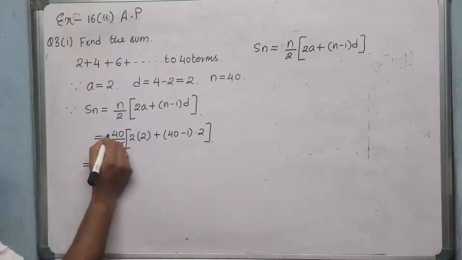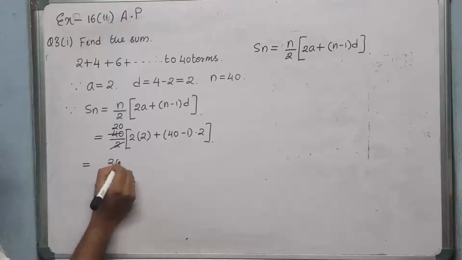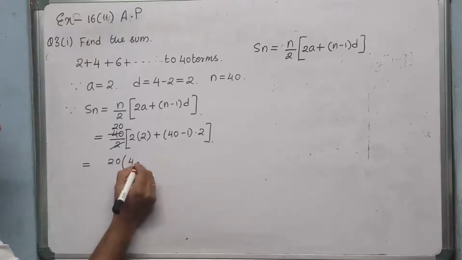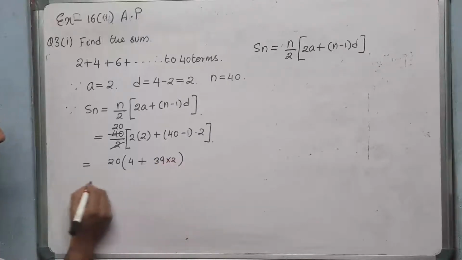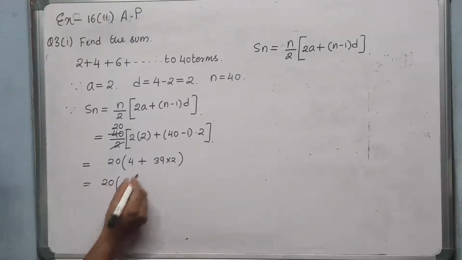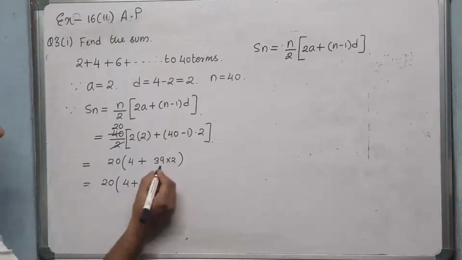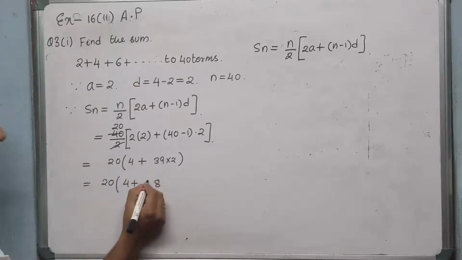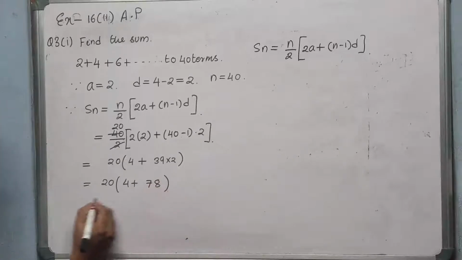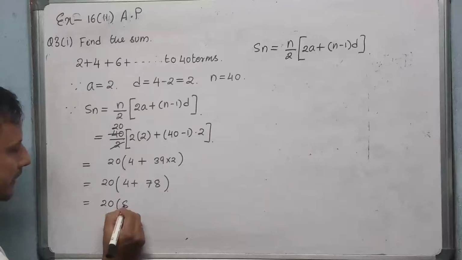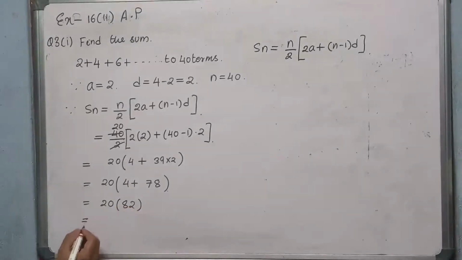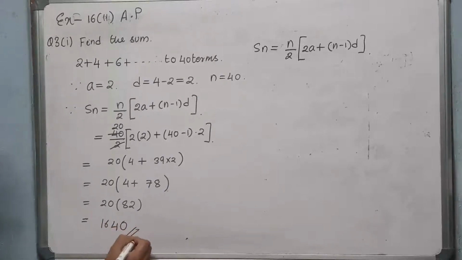Now 2 twenties are 40, so it is 20. Within the bracket, 2 twos are 4 plus 40 minus 1 is 39 into 2. 20 into (4 plus 78), because 39 twos are 78. 78 plus 4 is 82. 82 into 20 is 1640. The sum is 1640.